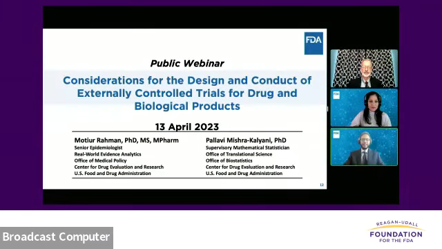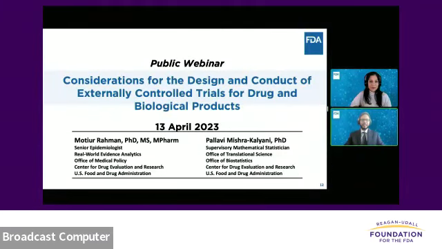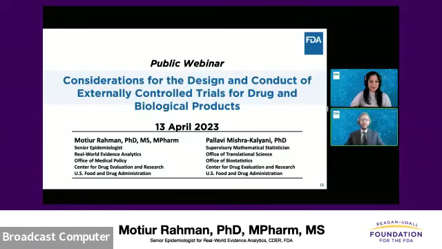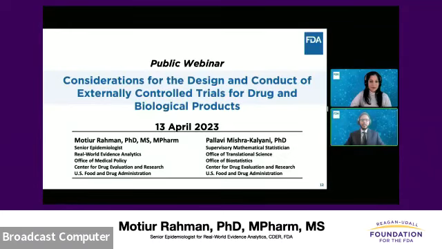So here we are to talk about the draft guidance, the externally controlled trials. So I'm Motia Rahman, working in the Office of Medical Policy, RW Analytics team as a senior epidemiologist, and my colleague, Dr. Pallavi Mishra Kalyani, who is a supervisory mathematical statistician in the Office of Biostatistics at CDER, will also provide her insights on the guidance. So next slide, please.